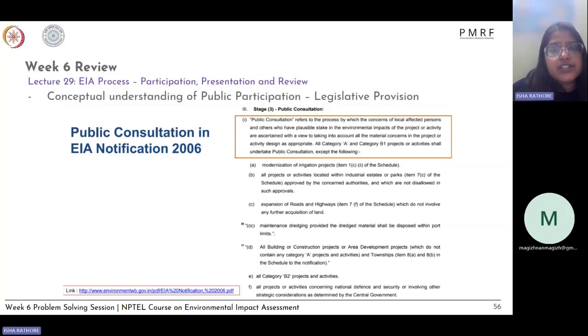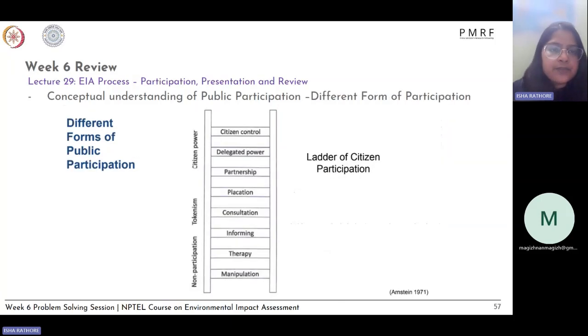Then public consultation was included in the EIA notification of 2006. It refers to the process by which the concerns of local affected people and others who have a plausible stake in the environmental impacts of the project or activity are ascertained, with a view to take into account all the material concerns in the project's activity design as appropriate. Different categories of projects are made to have this public consultation mandatory.